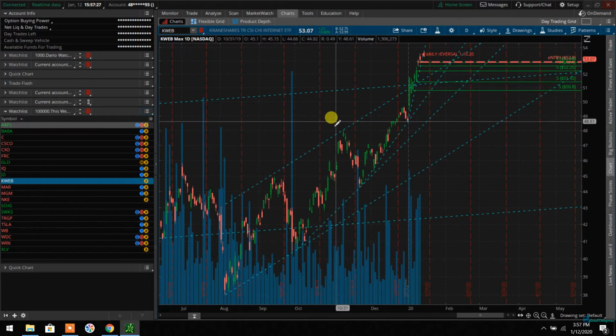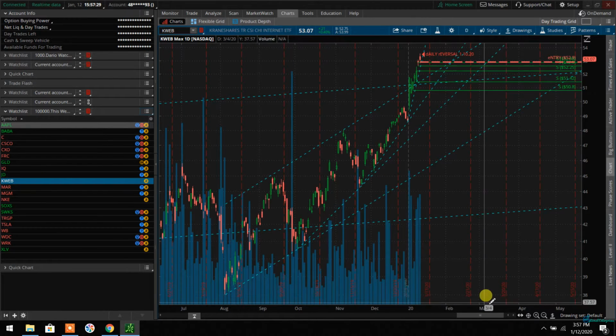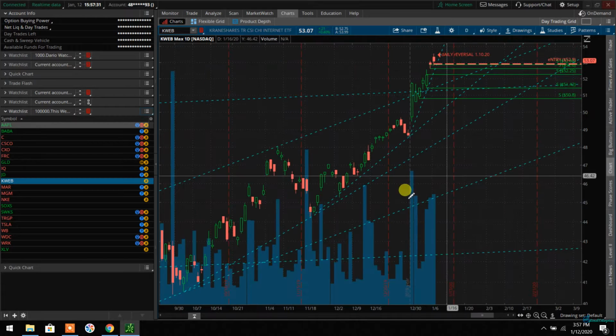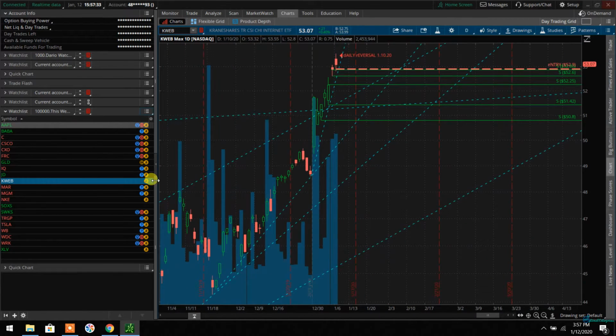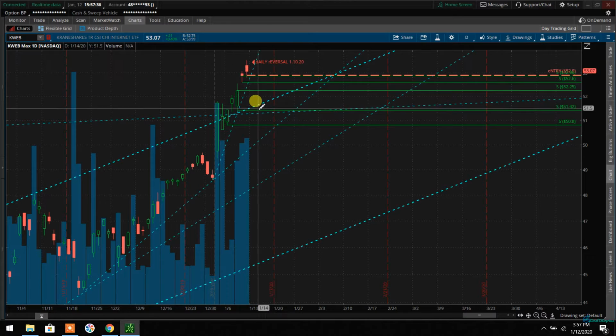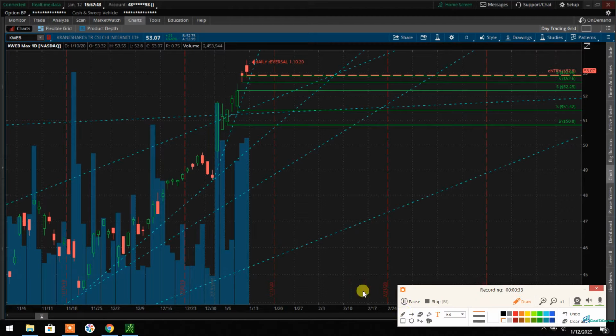First one here is ticker symbol KWEB. And KWEB, we're looking for a reversal down. Triggered for a reversal on the daily. And right now we're looking for a violation of this support line. Right there. Violation of this trend line for a pullback to confirm this trend and this support.